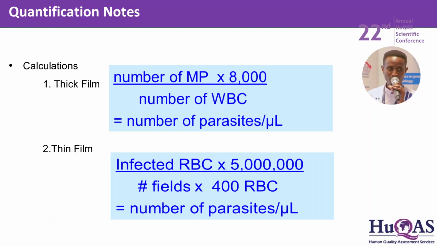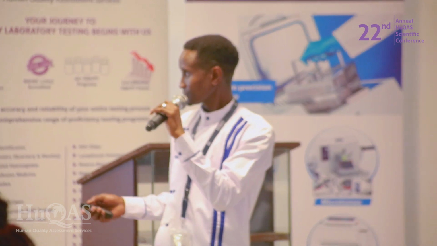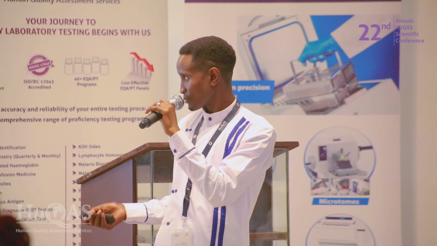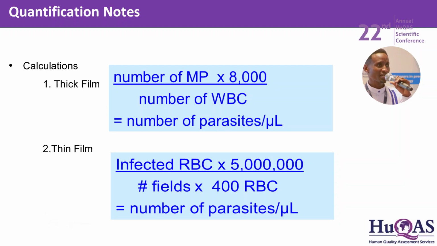For the thick film, you multiply by 8,000 WBCs per microliter of blood. And where you're using the thin film, you multiply by 5 million RBCs per microliter of blood. Hope this is clear. But if you're doing it in your facility, kindly use the CBC report which you have. So use your WBC count if you've done the WBC count for your patient, or the RBC count if you've done the RBC count for your patient. This is for the matter of reporting in terms of EQA.